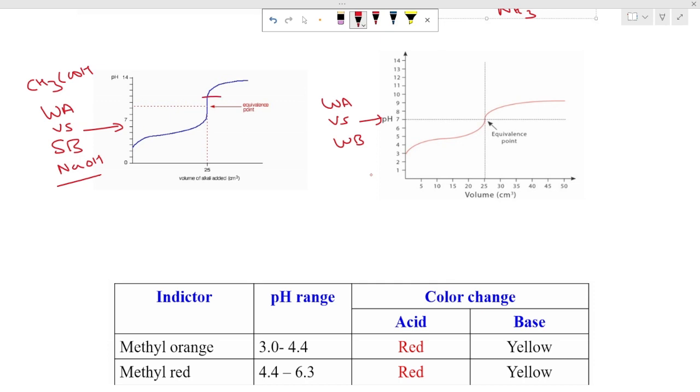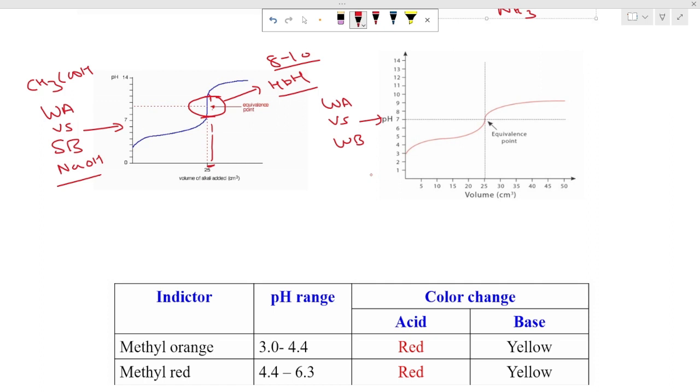So any indicator which is having pH range in this region can be used for this titration, and the phenolphthalein indicator is having the pH range of 8 to 10, and so can be used for weak acid and strong base titration. Okay, so here even a single drop will change the pH rapidly. So you can see the volume is very less, and the pH change is very significant.